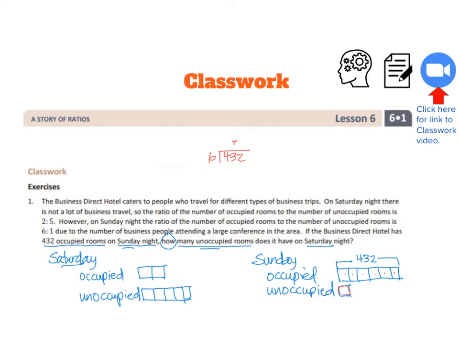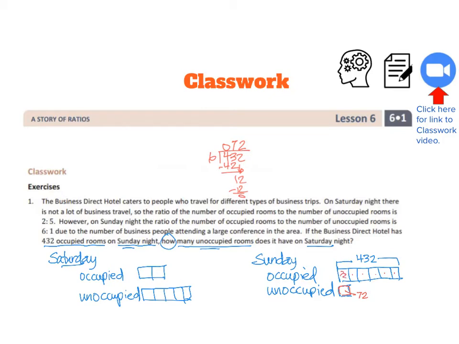6 times 7 is 42. Put a 0 here too. So 6 times 7, 42. Subtract. I get 1. Bring the 2 down. That's easy. There's a 2. 6 times 2 is 12. If I finish my work. Okay, 72. So each of these units is equal to 72 occupied rooms. So now each of these is 72.